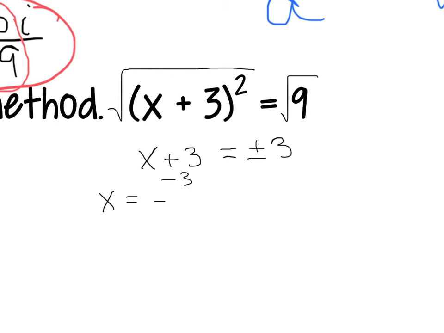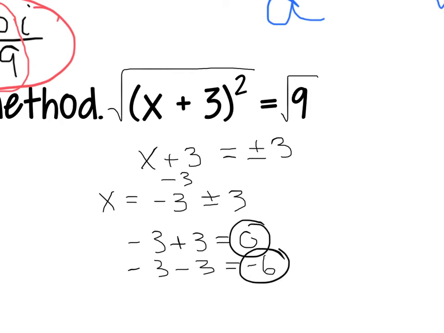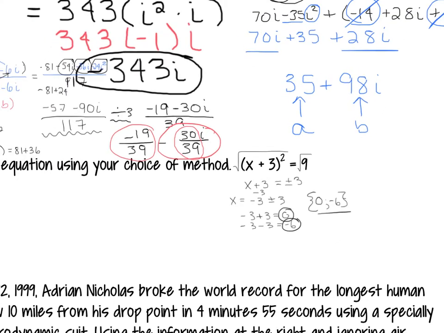So x is equal to negative 3 plus or minus 3. Negative 3 plus 3 is 0, and negative 3 minus 3 is negative 6. So my two solutions are 0 and negative 6. All right, let's see what's next.